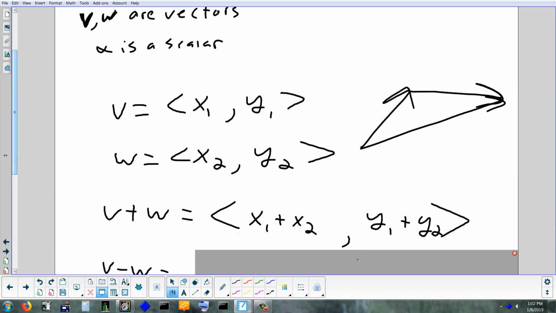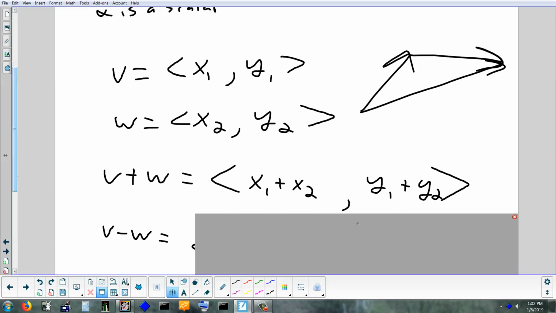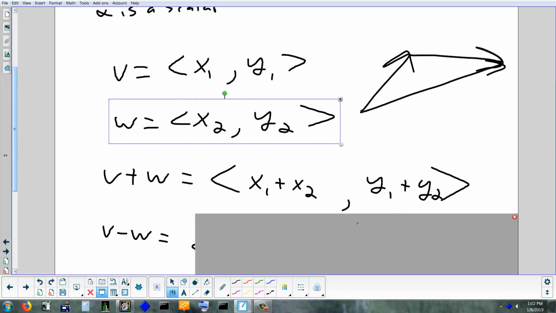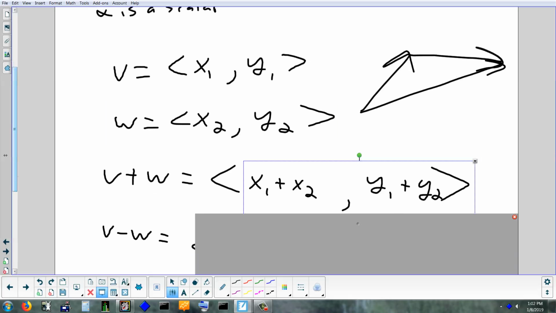Well, if you want to add them but you don't want to draw it, all you have to do is add the horizontal components, comma, and then add the vertical components. And doing this is exactly what we do in that picture, except we're not drawing it.